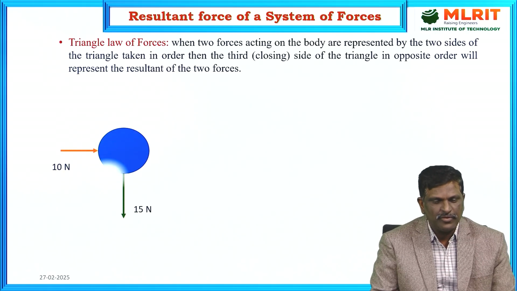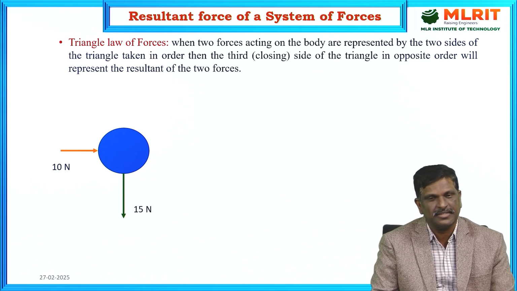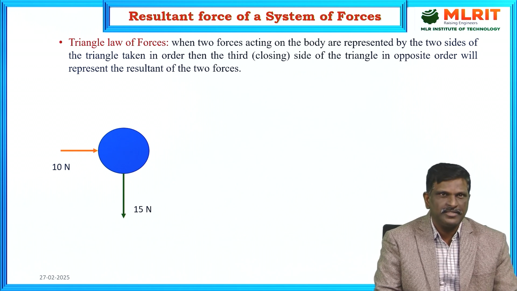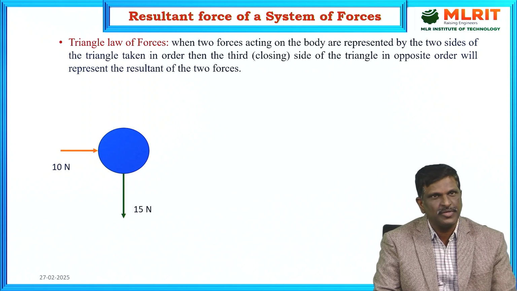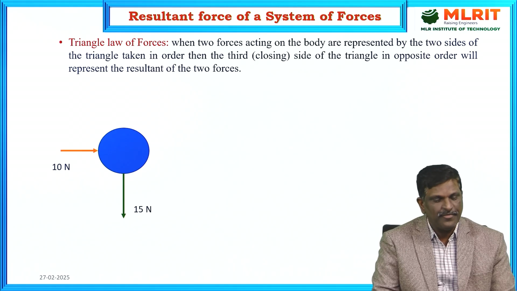The triangle law of forces states that when two forces acting on the body are represented by the two adjacent sides of the triangle, then the closing side of the triangle in opposite order represents the resultant of two forces. See this example, a body is subjected to two forces, 10 newtons acting horizontally and 15 newtons acting in the vertically downward direction. Now, the graphical representation of these forces is like this.